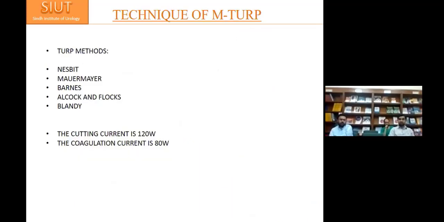There are certain methods through which TURP can be performed: the Nesbitt procedure, Mauermayer procedure, Barnes method, Alcock and Flocks method, and Blandy's method. The important thing to note here is the cutting current should be at 120 watts, and the coagulation current must be kept at 80 watts.